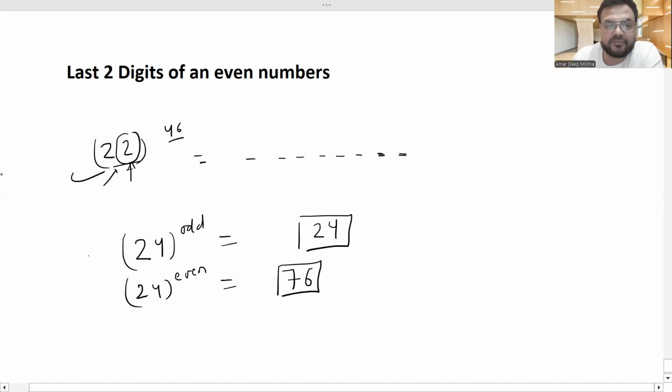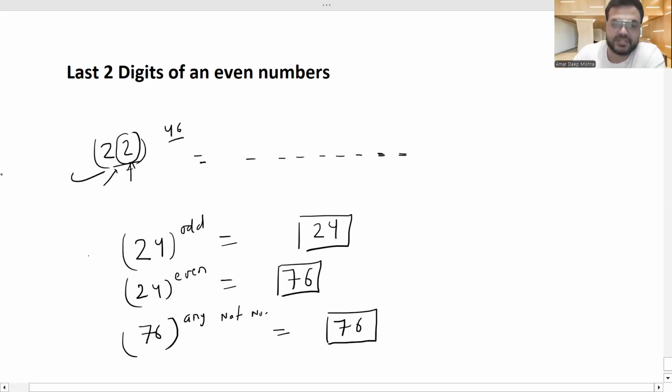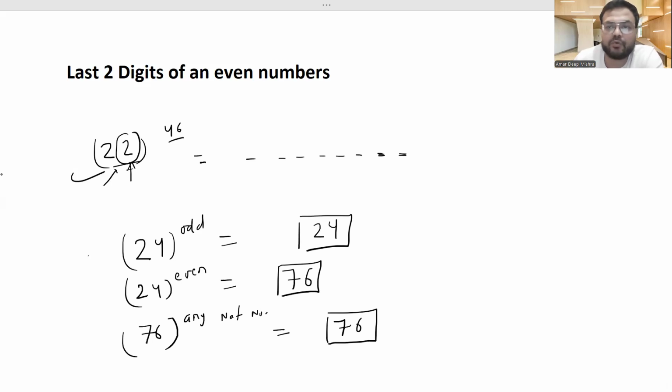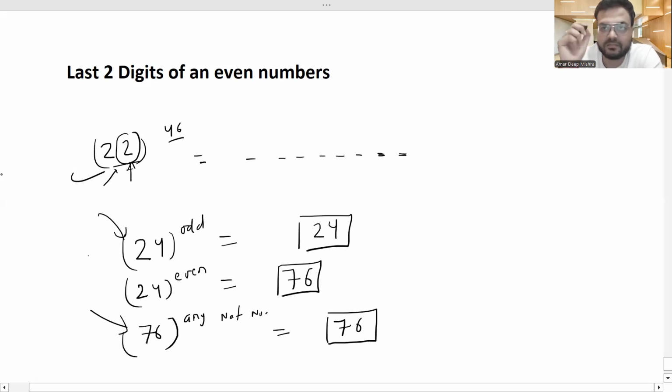And if you have 76 to the power any natural number, then you will always get 76 as the last two digits. So basically, what you have to do is try to get either 24 or 76.